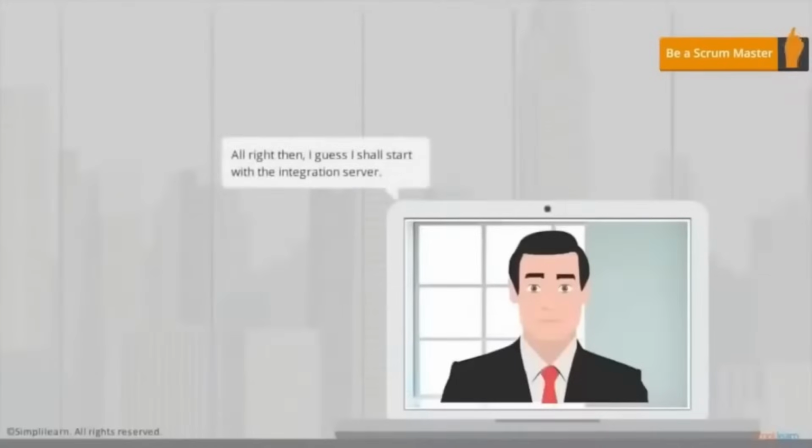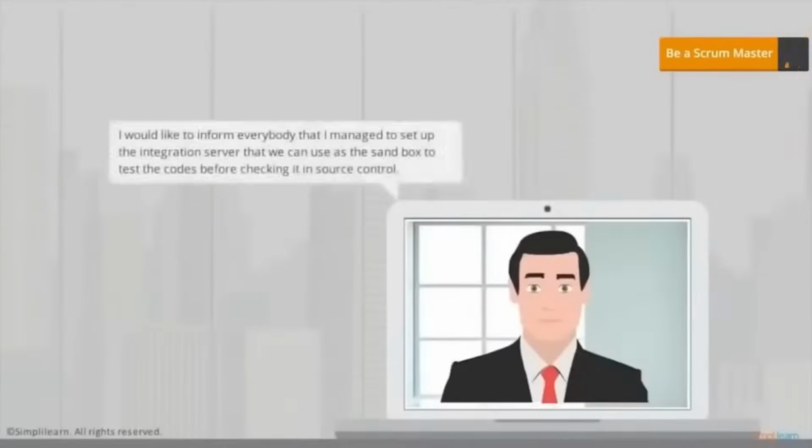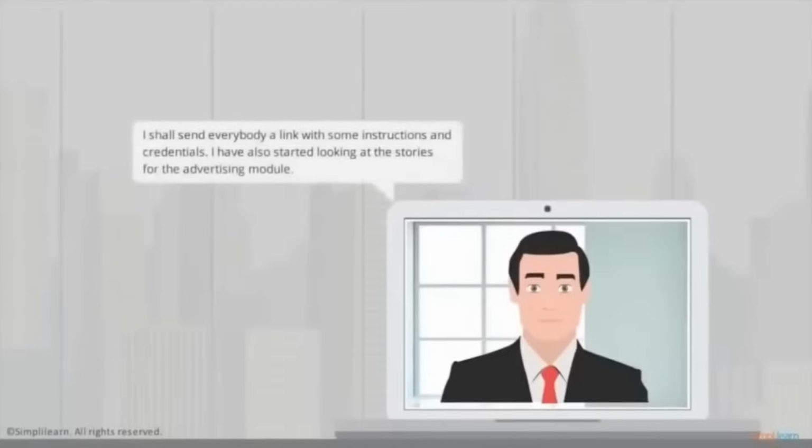All right then, I guess I'll start with the integration server. I would like to inform everybody that I managed to set up the integration server that we can use as a sandbox to test the code before checking it in source control. I'll send everybody a link with some instructions and credentials.